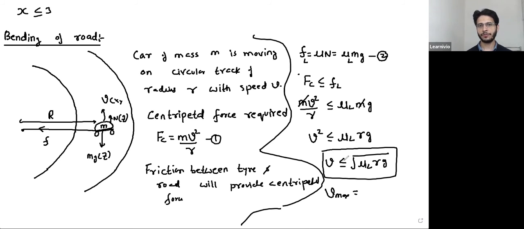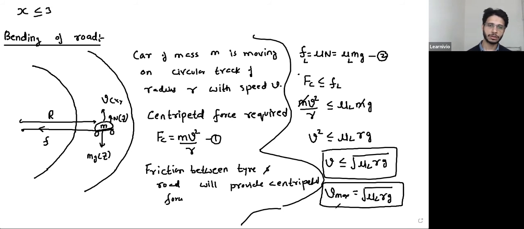In the same way, v is less than or equal to √(μ_L rg). So what's the maximum value of velocity? It's √(μ_L rg). So this is the maximum velocity of the body, and we call this maximum velocity the safe limit. This is the safe limit, the maximum velocity with which the car can move on a circular route.